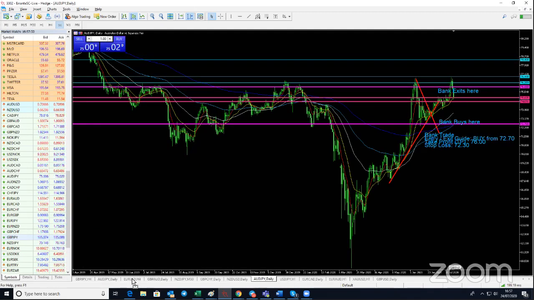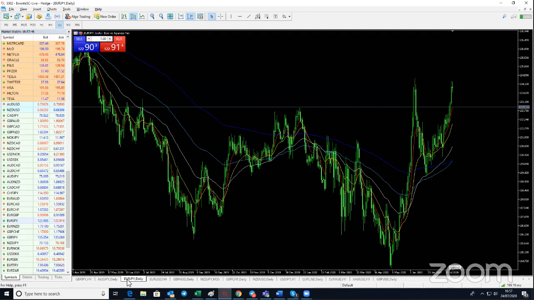Euro JPY, AUD. Oh, good. Okay, let's look at Euro JPY as well. There we go. After the Euro JPY, then we look at the AUD JPY.